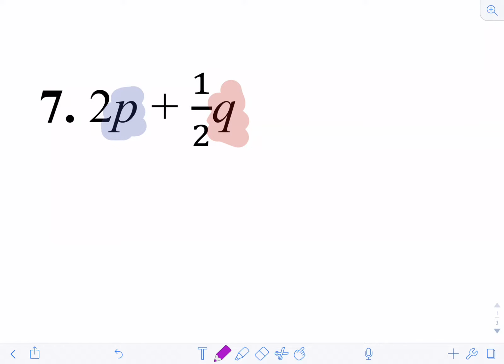Okay, so my goal here is I'm looking for whatever I highlighted, my terms. I need to make sure I have another one to be able to combine it with. I don't have any other p's, I don't have any other q's, I cannot combine these, so I'm going to put here, this is simplified.